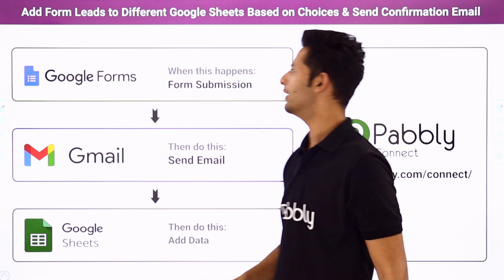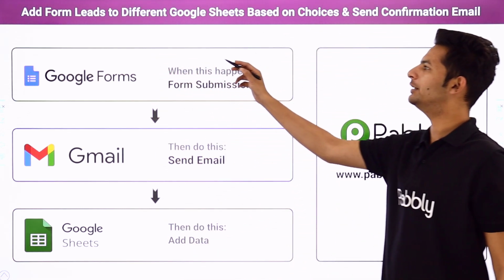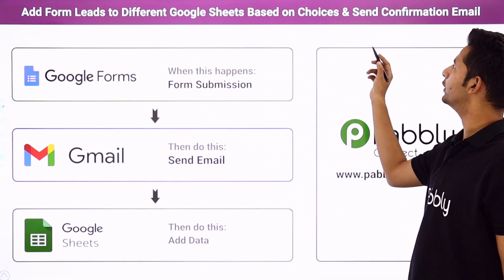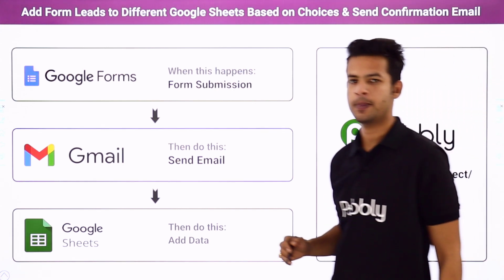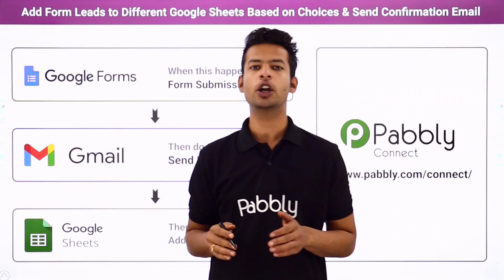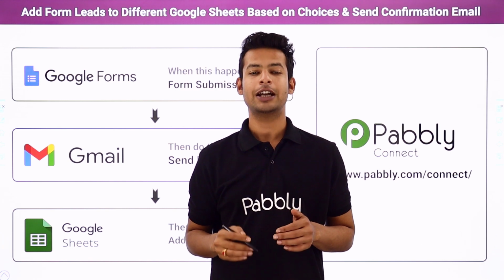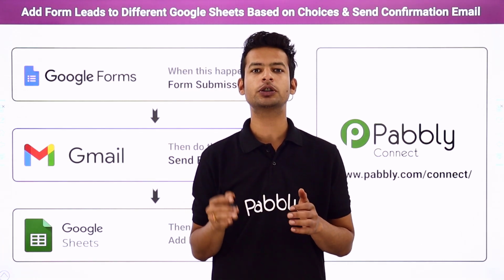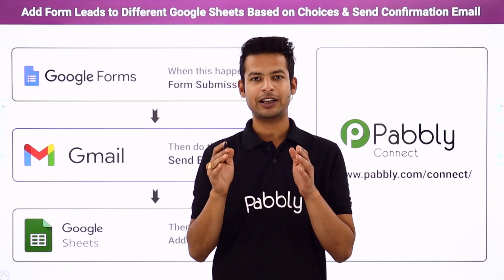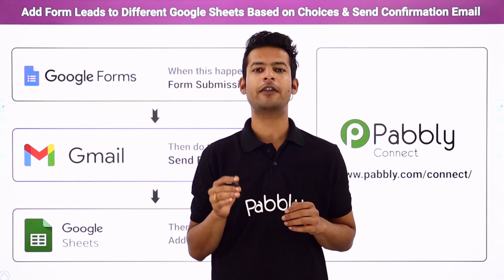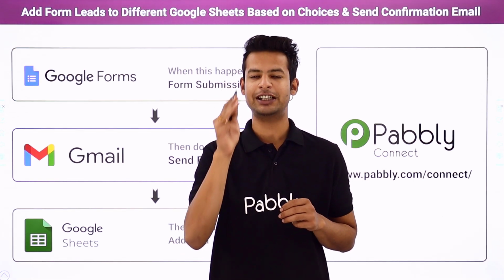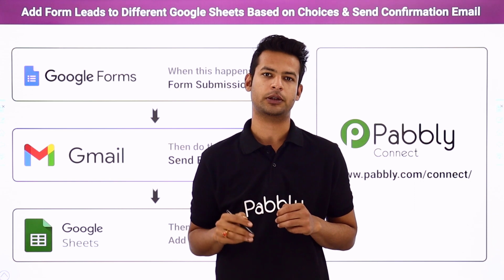Today in this video we will learn how to add form leads to different Google Sheets based on choices and send a confirmation email. Okay, so the idea here is, imagine you are the owner of a bookstore. Now you recently thought of selling the books online. You have created a form for your customer where you have given three different choices of books to your customer.